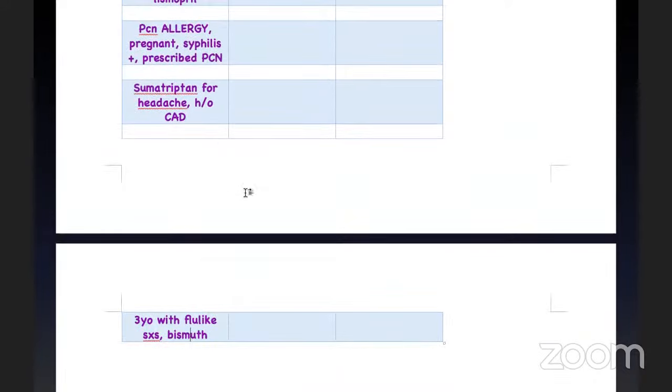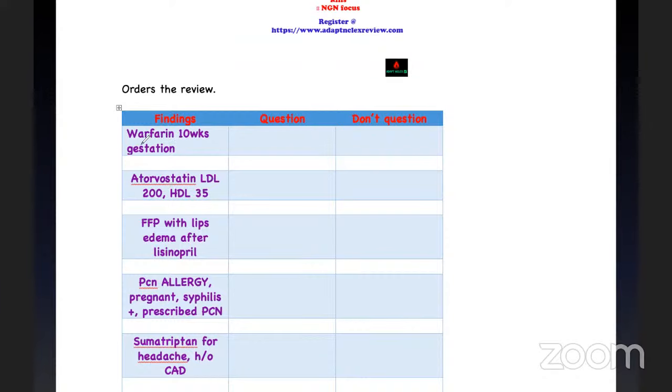Should you question the first order, guys? Number one. Do you want to question it? What do you think? Warfarin is teratogenic. A pregnant lady should not get it. So she's going to get enoxaparin. Therefore, you should question it.